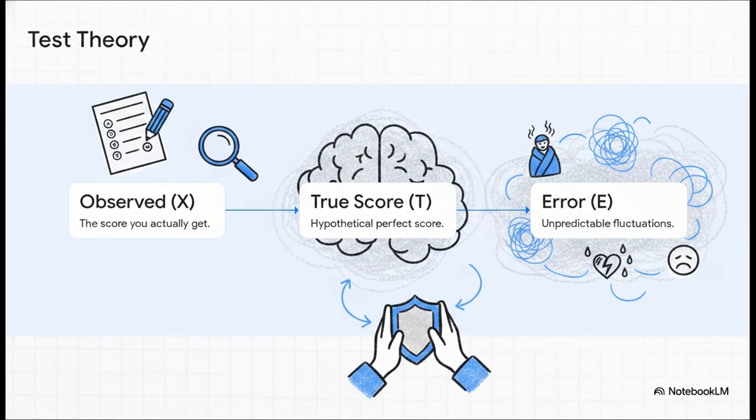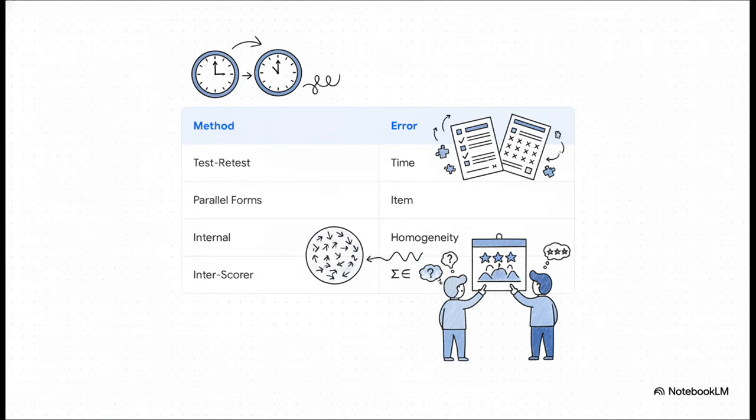Maybe the AC was blasting and the testing room was freezing cold. Maybe you had terrible test anxiety that morning, or maybe you were just fatigued. Our primary job in testing is to minimize that E, so your observed score gets as close to your true score as scientifically possible. So to minimize that error, assessors isolate specific problems using this toolkit of methods, focusing heavily on the logic behind the test.